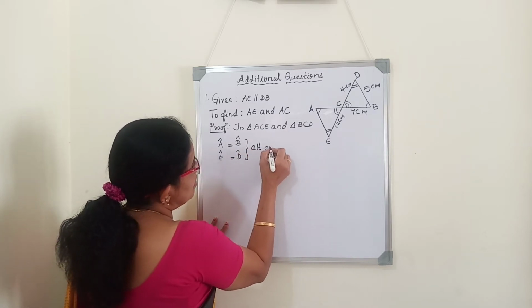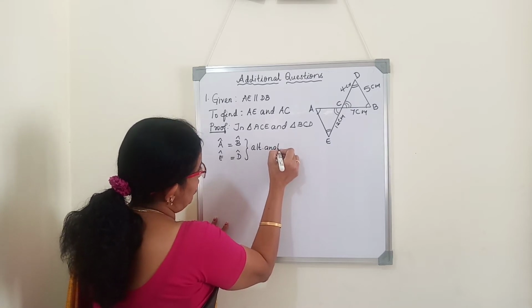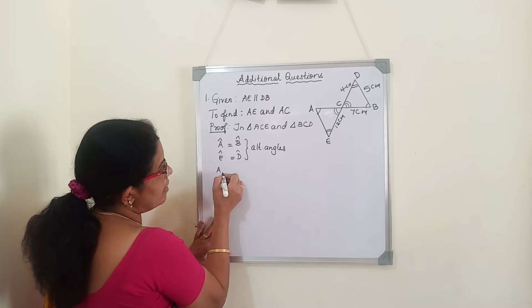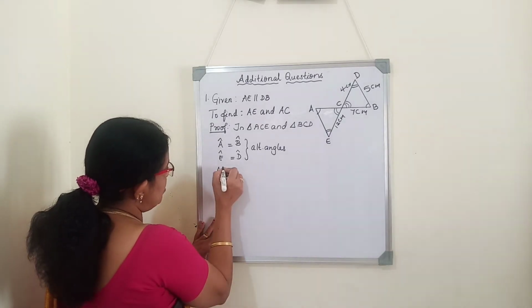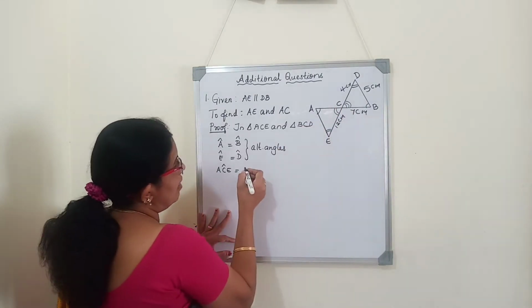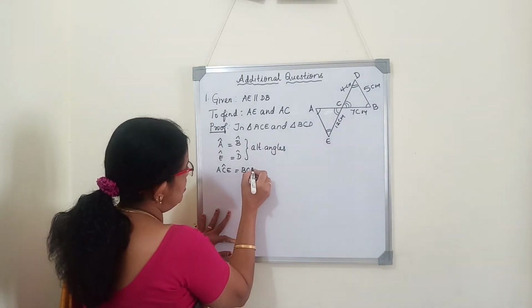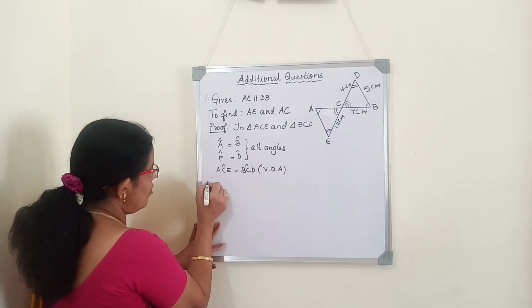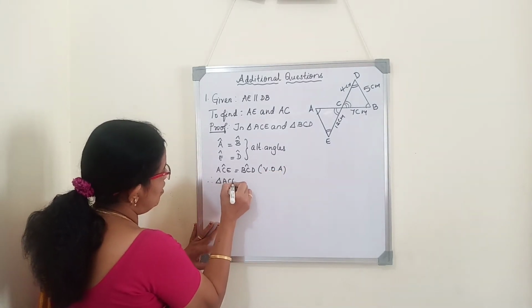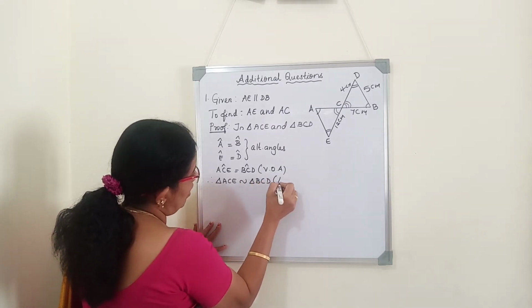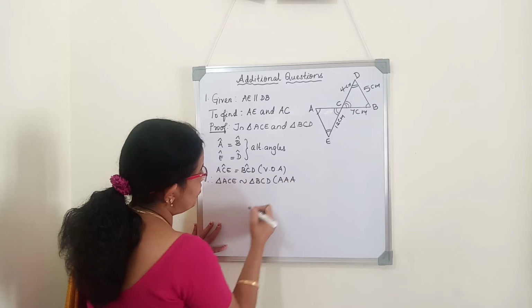The reason is AE parallel to DB. And the third angle is angle ACE is equal to angle BCD, vertically opposite angle. Therefore, triangle ACE similar to triangle BCD by AAA criteria.